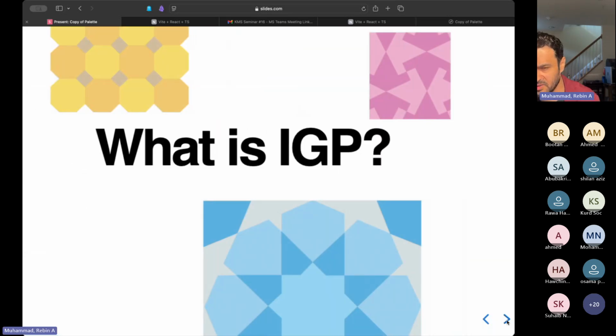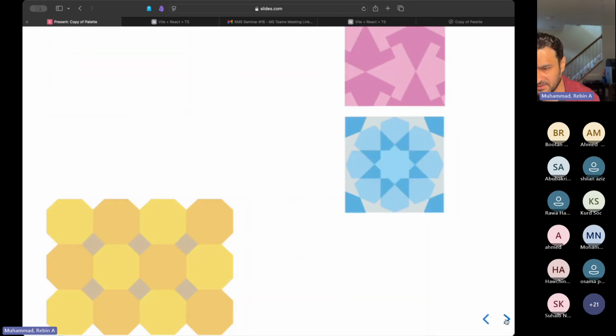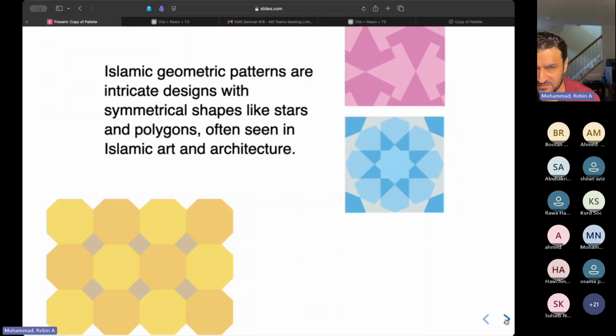So what do you mean by Islamic geometric pattern? Let's understand that one. Basically, Islamic geometric pattern is a very beautiful geometric pattern that has certain characteristics that distinguish it from other geometric patterns. We have a lot of geometric patterns from other cultures. Of course, we don't have a Christian geometric pattern, but we have a Chinese geometric pattern. And if you look at those, you know which one is Islamic and which one is not.